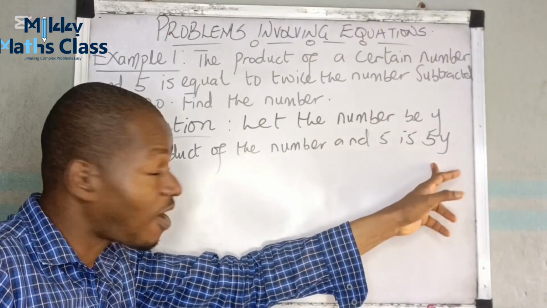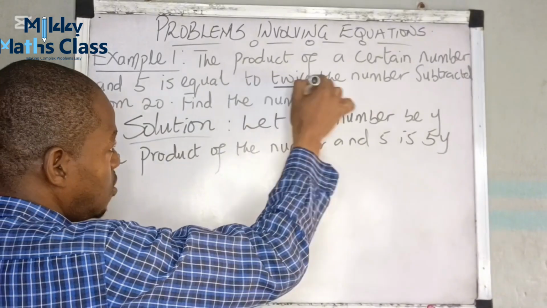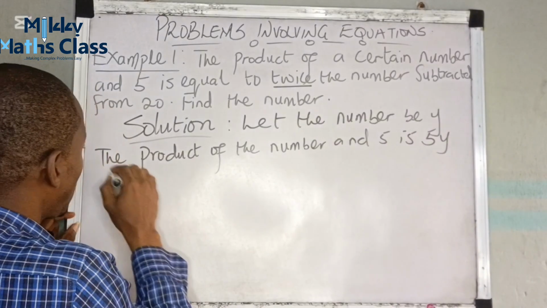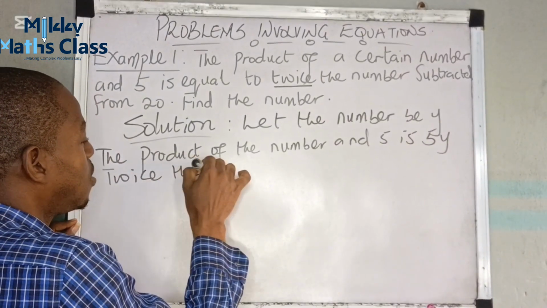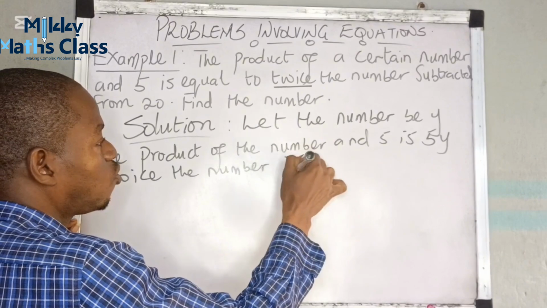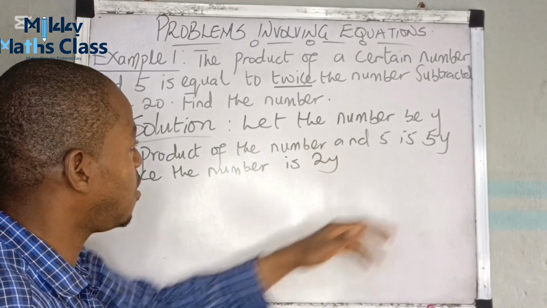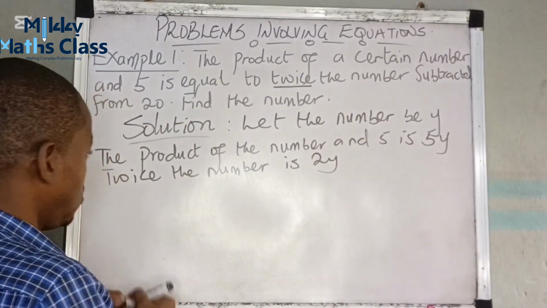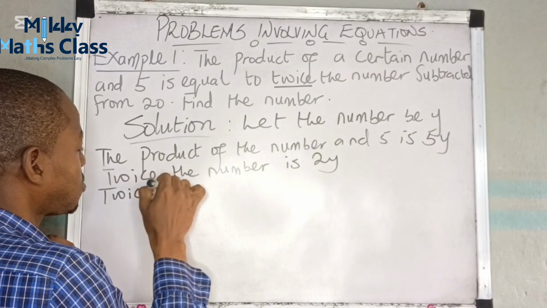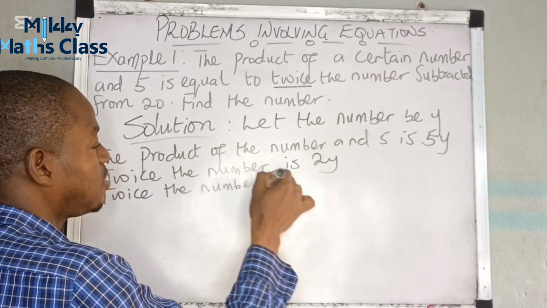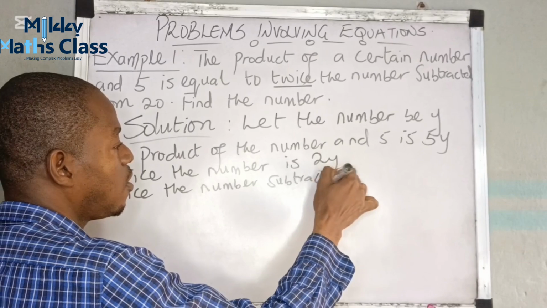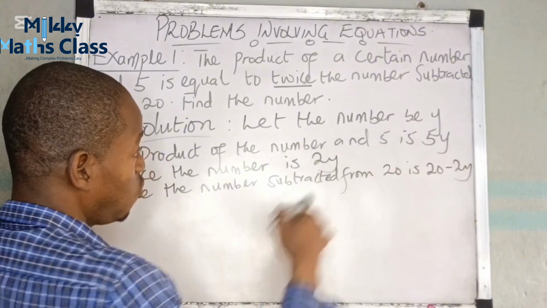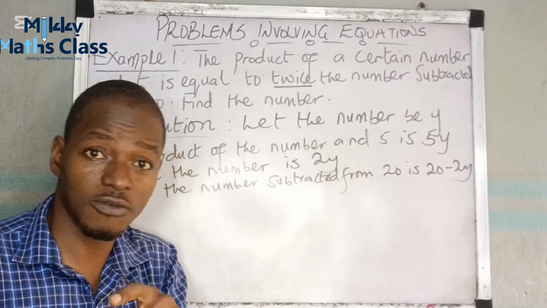This product here, 5y, is equal to twice the number, is 2 times of it. That's y times 2. That's 2y. Twice the number is 2y. Now they told us that this product here, 5y, is equal to twice this number, this 2y, subtracted from 20. So twice the number subtracted from 20 is 20 minus 2y. So we have ended up bringing out all we need to solve and find the number.